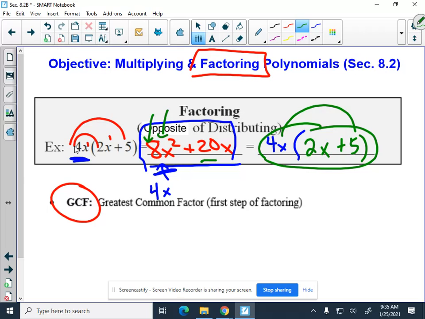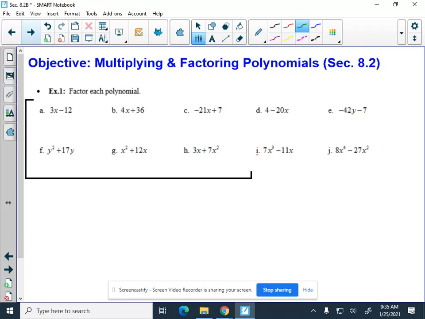The difference now is we will not be starting and multiplying through. We have to think what will go into both of those. What will go into the terms? Again, this is what we call a binomial. It has 2 terms. The first one we have on here is 3x minus 12. What can go into 3x and what can go into 12? The biggest number, or the greatest common factor, that will go into both is 3. So we're going to pull out that 3.